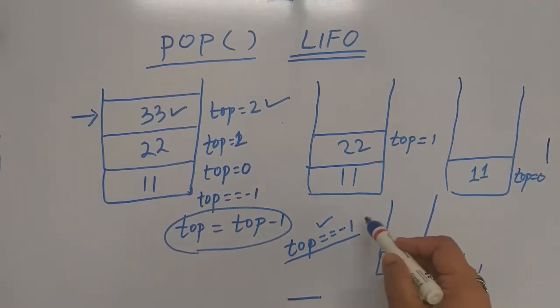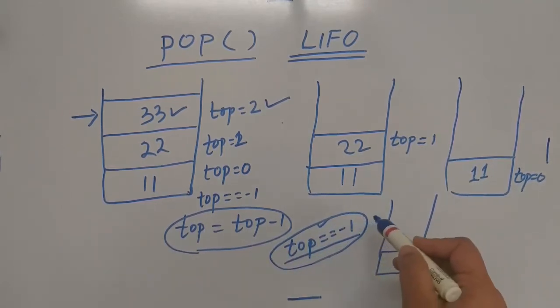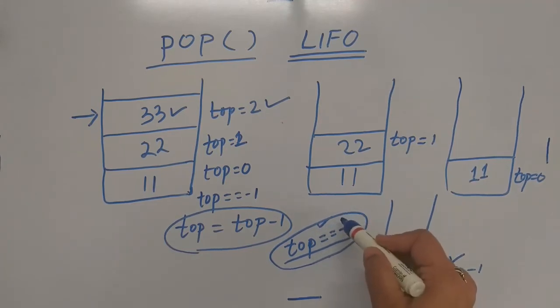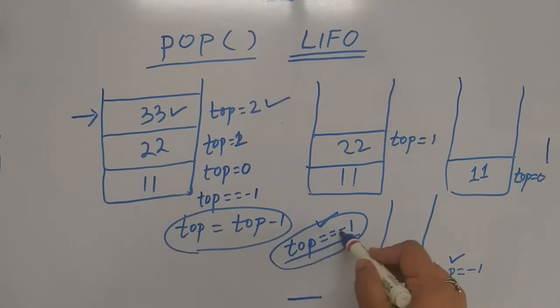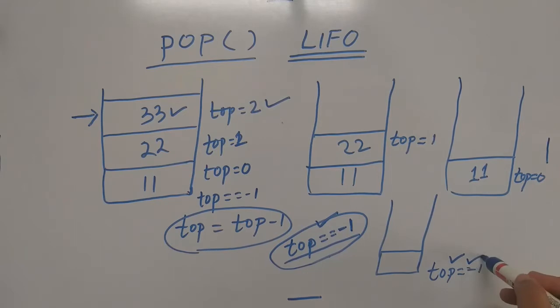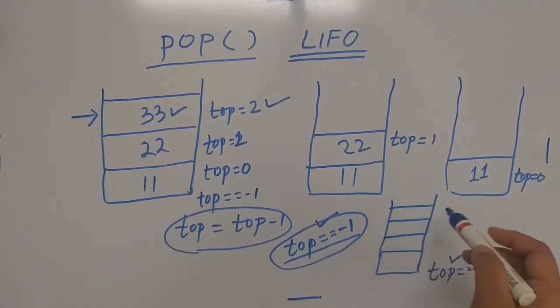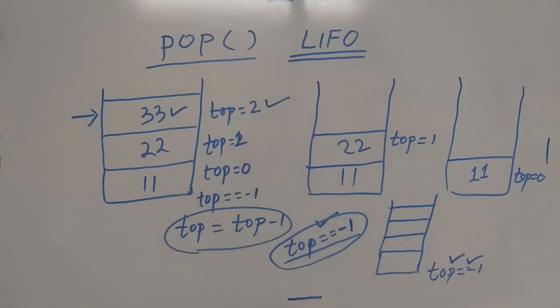So for the pop operation we check the empty condition, which is also called the underflow condition. That underflow condition is top equal to minus 1. Whenever the value is equal to minus 1, the stack is empty. If there is no element present in the stack, how can we delete the next element, because the stack is already empty? So this is all about the condition of the pop operation.